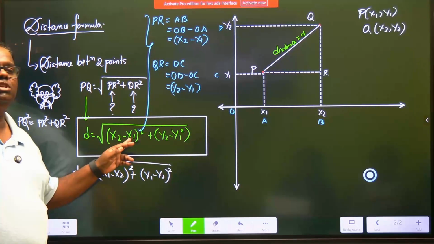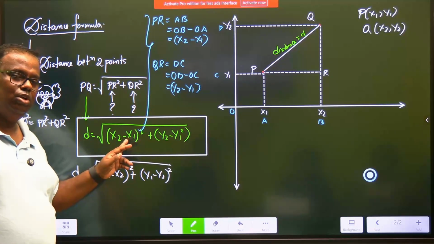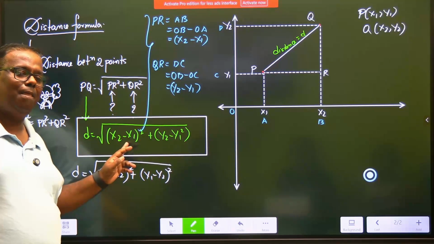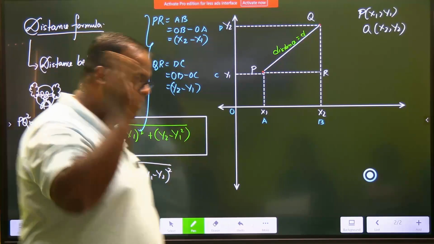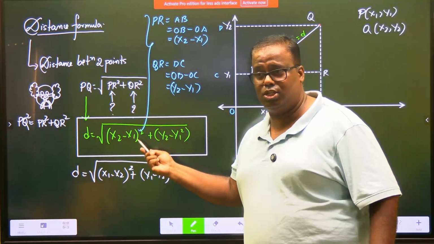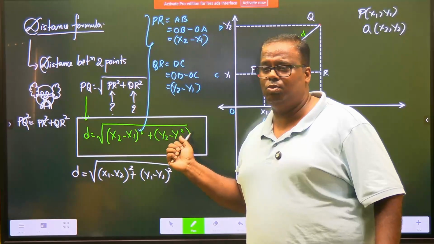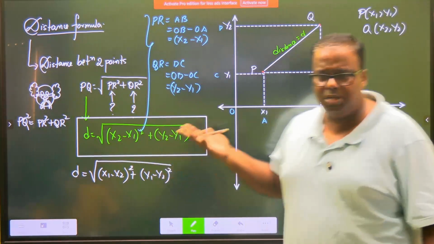3 minus 2 is how much? 5 minus 3 is how much? 2. 3 minus 5 is how much? Minus 2. 2 square is how much? Minus 2 square is how much? जैसे लिखो वो square है. Somebody said, sir, I wrote x1 minus x2 and I wrote y2 minus y1. Very good. No change. As long as it is square, कोई फर्क नहीं पड़ता.